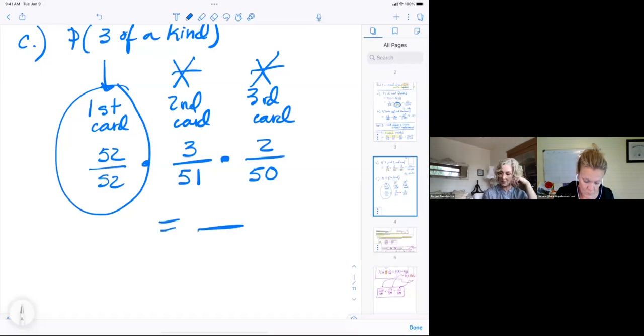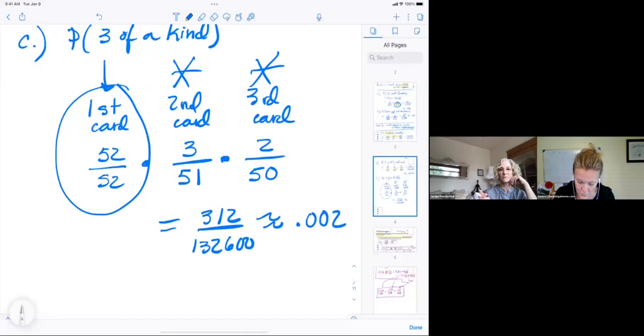So my multiplication across the numerator is 312. Across the bottom is 132,600, which is approximately 0.002.